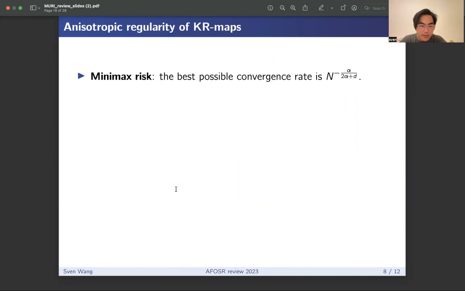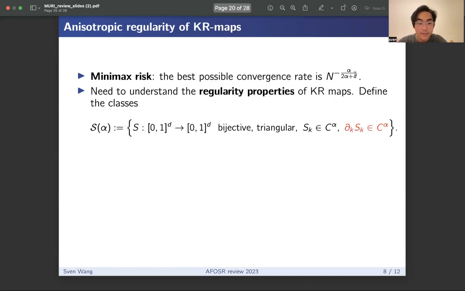One remark to make is that the best possible risk in Lp type distances that we can hope for is well known. So this is a minimax lower bound that no estimation procedure can achieve a better estimation rate than n to the minus alpha divided by 2 alpha plus d. So as alpha grows, this rate approaches the parametric estimation rate of n to the minus 1/2. But for any finite alpha, this is slower. And it's well known that an alpha smooth signal can't be estimated at a better rate than this.